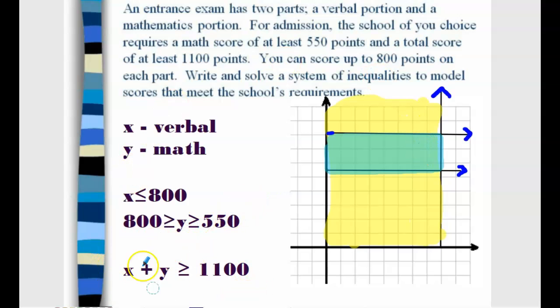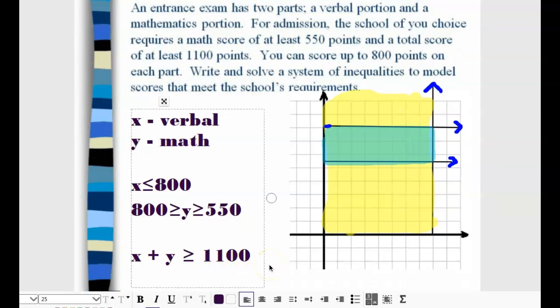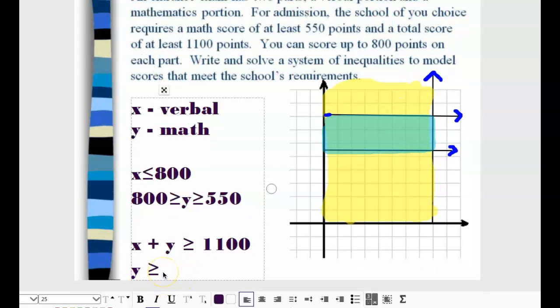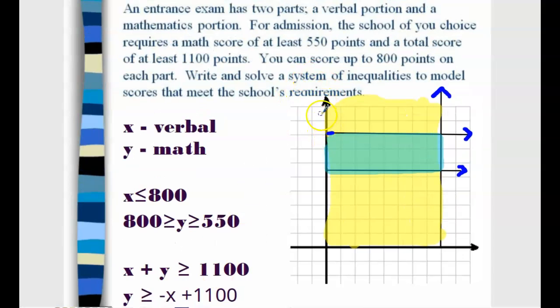Now, Elijah, this is where I think we lost you last time. So this equation right here, x plus y greater than or equal to 1100, is equivalent to y greater than or equal to negative x plus 1100. So what that means is my y-intercept is 1100 and my slope is negative 1. So this is 8, 9, 10, 11 would be one block up. So slope of negative 1 means down 1, right 1, down 1, right 1, down 1, right 1, down 1, right 1, and so on and so forth.